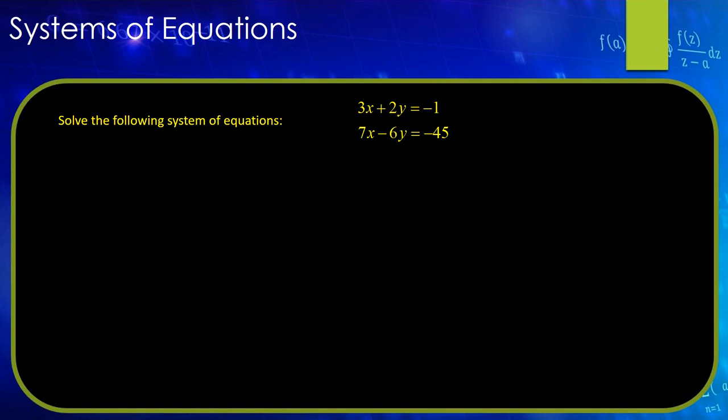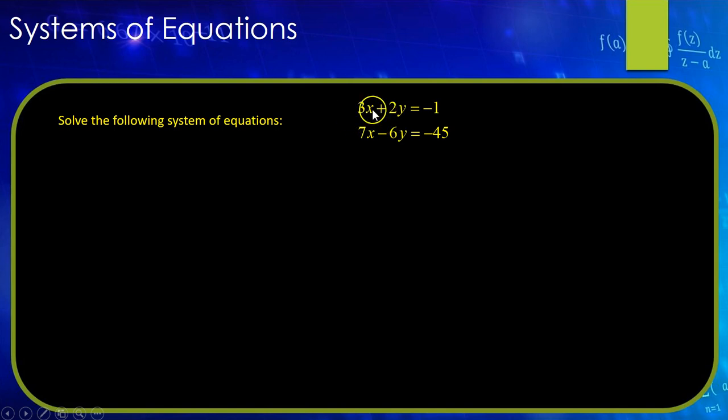So for this system of equations, it's already set up to do the elimination. And when I look at this, I always look for the easiest way to do elimination if I can. It doesn't matter which variable you choose to eliminate, but you could choose to eliminate the x's or the y's. But I can see that the y's, 2 is a factor of 6. And they already have opposite signs.